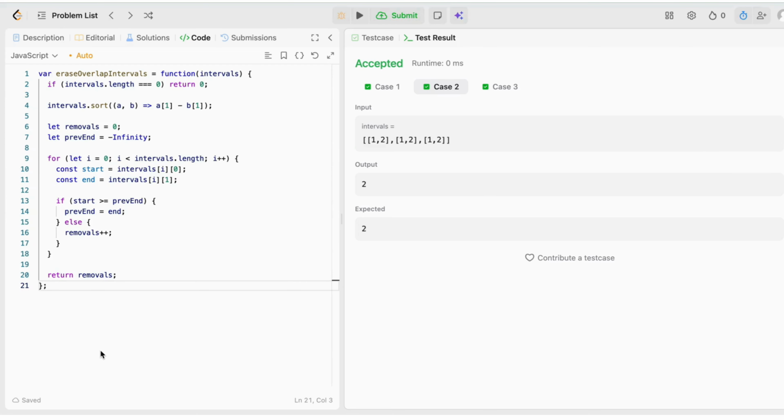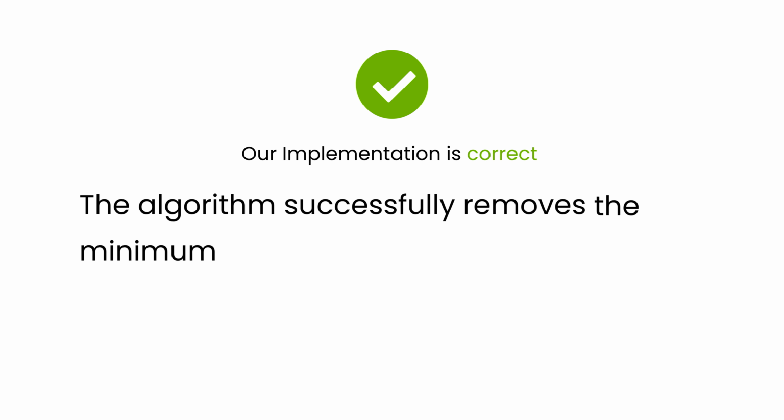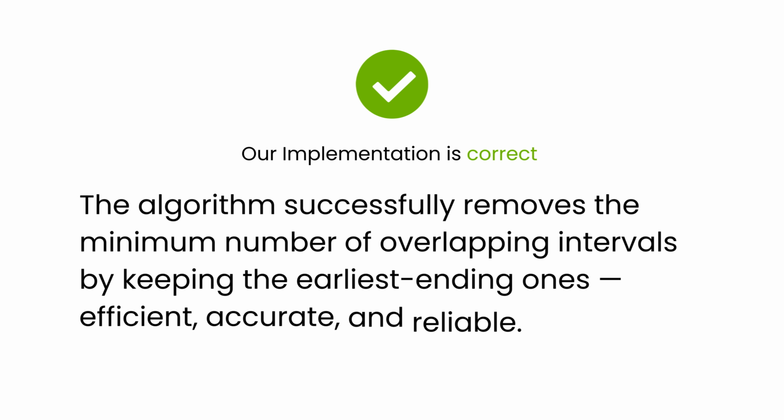This confirms that our code is working correctly and passes the test case. So, our implementation is correct. The algorithm successfully removes the minimum number of overlapping intervals by keeping the earliest ending ones, efficient, accurate, and reliable.